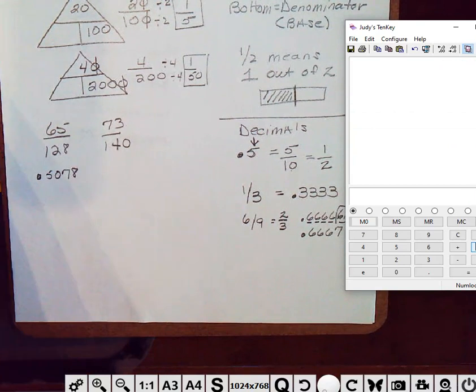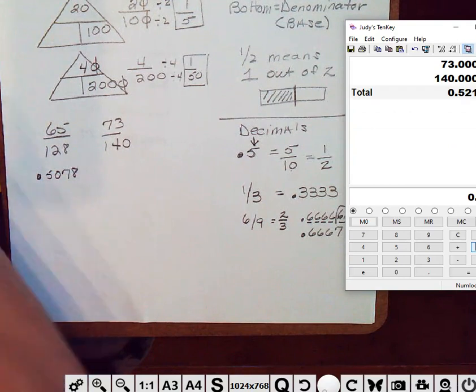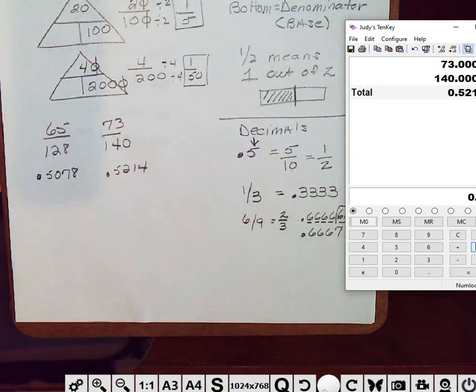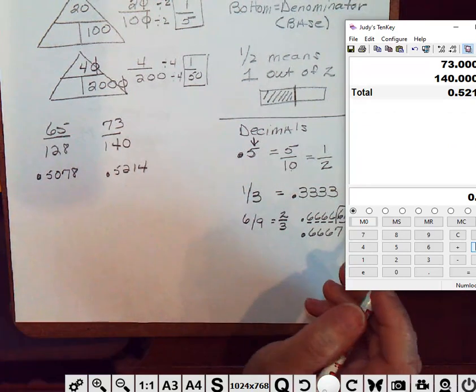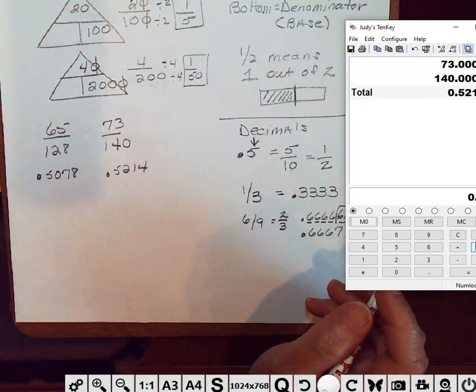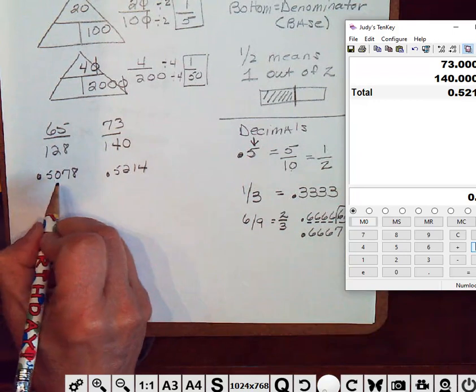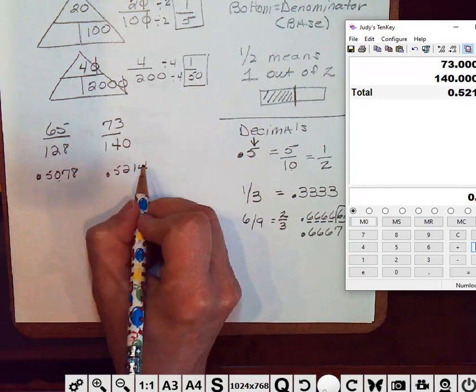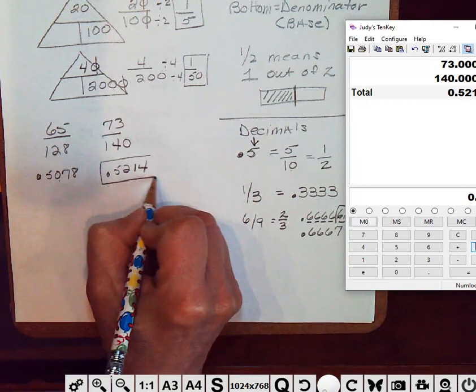So now take the 73 divided by 140, 0.5214. Your book is carrying out to 5. We're going to carry out to 4. So which one is larger? If this were money, would you rather have 51 cents, rounding it, or 52 cents? I'd rather have 52 cents. So this one is larger.